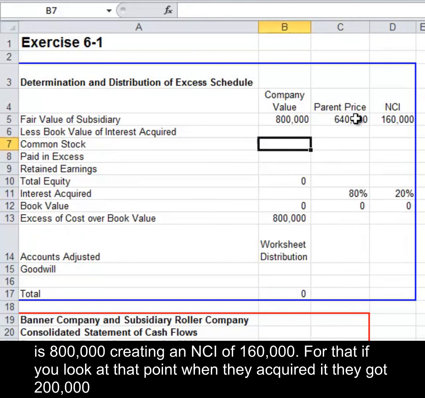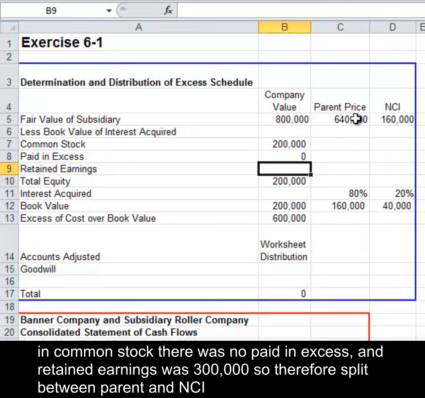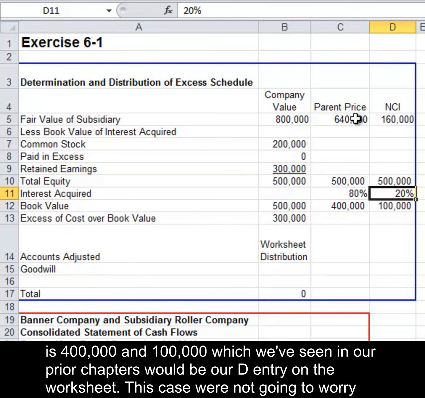For that, if you look at the point when they acquired it, they got $200,000 in common stock. There was no paid in excess, and retained earnings was $300,000. So therefore, split between parent and NCI is 400 and 100, which we've seen in our prior chapters would be our D entry on the worksheet.